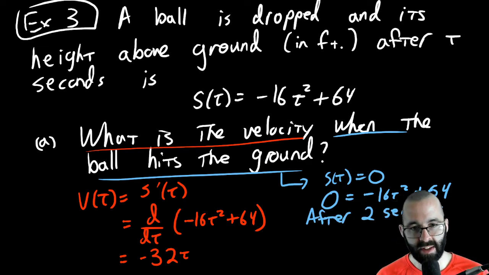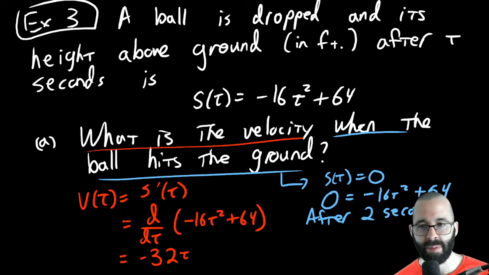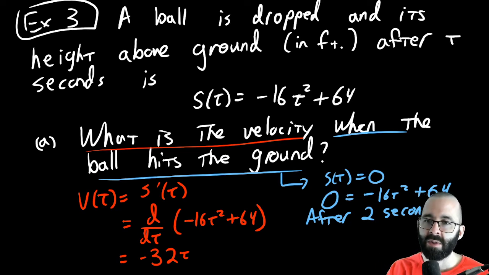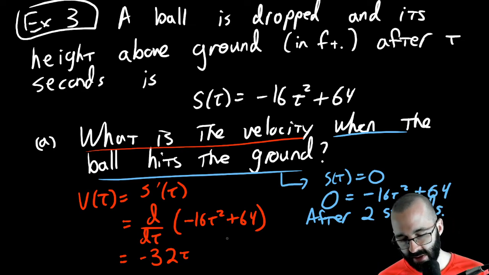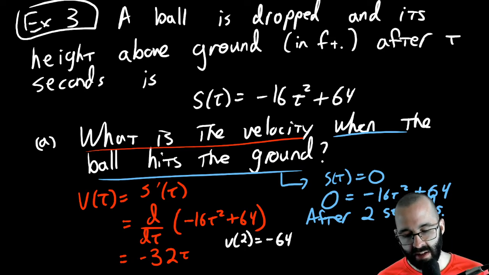So this beautiful sentence, the red part and the blue part, what's the velocity? Negative 32t. When it hits the ground? After 2 seconds. So all that's left is combining these two things to get negative 64 feet per second. So the velocity after 2 seconds is negative 64.